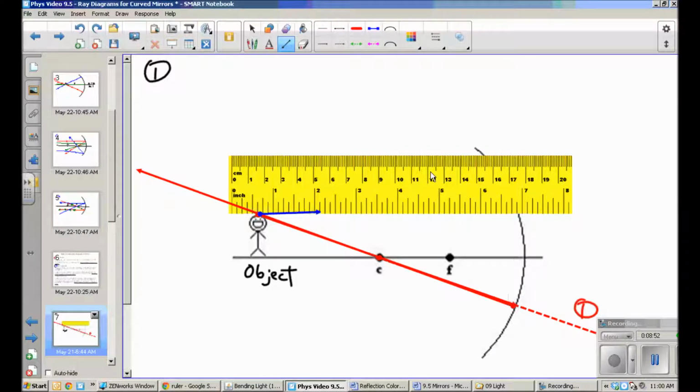Top of the object to the mirror, parallel to the primary axis. Draw a ray that goes from the top of the object to the mirror. Let's think of the point where the ray hits the mirror as point 2A. So that's point 2A right there. There's not a technical name, that is just a name that I came up with to help you.